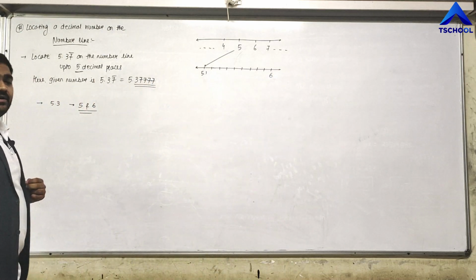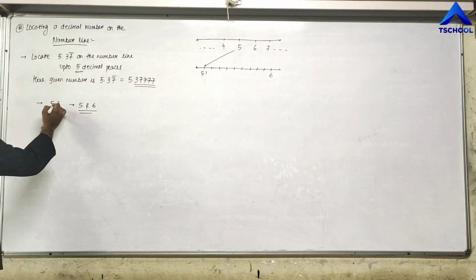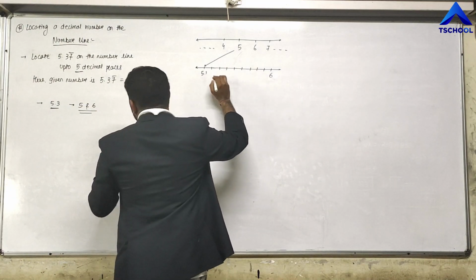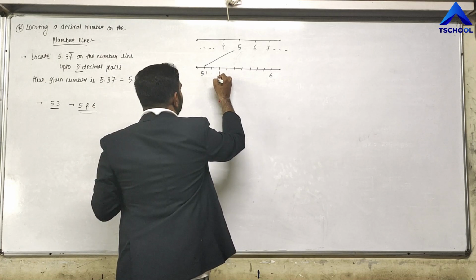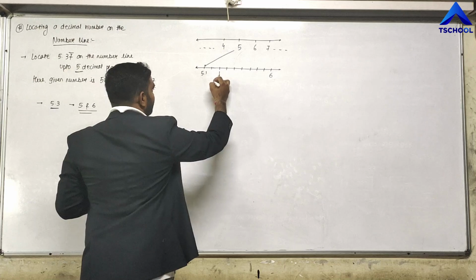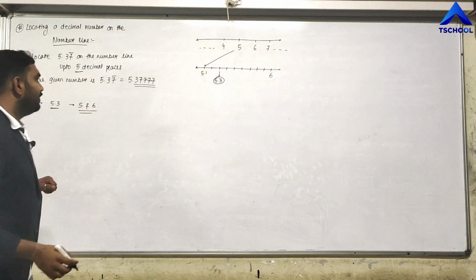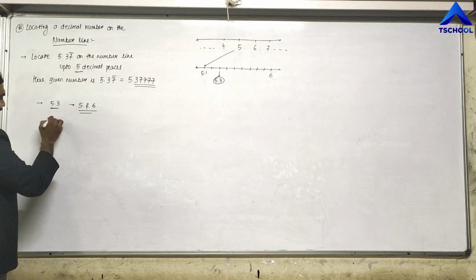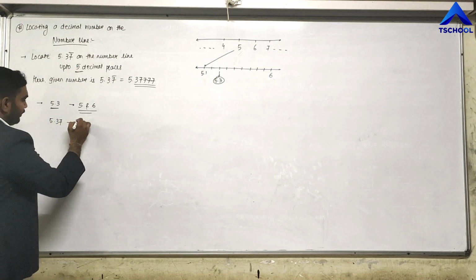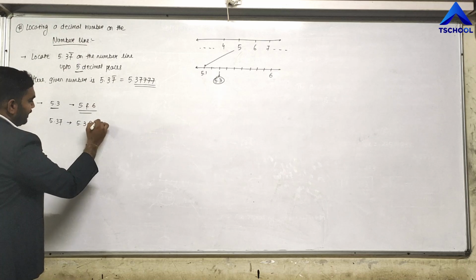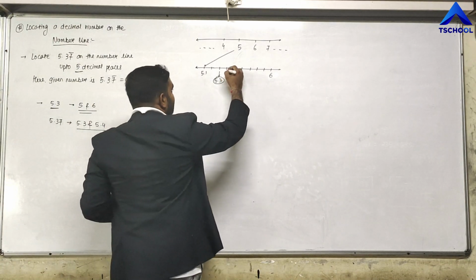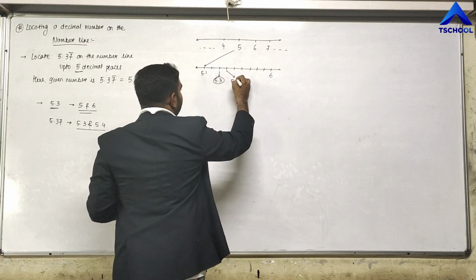Is it clear? Now the next thing we are going to locate here is 5.3, that lies in between 5 and 6. So that is 5.3. This is my 5.3. So I've got a number 5.3 here first of all, right? Now we shall go for the next decimal place, that is 5.37. That will lie in between 5.3 and 5.4. So I need the next place also, that is 5.4.